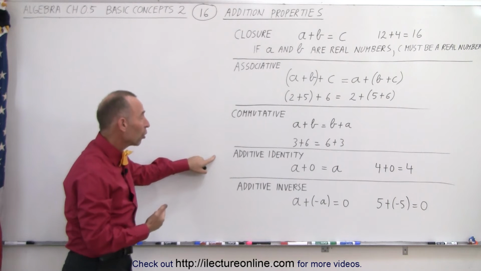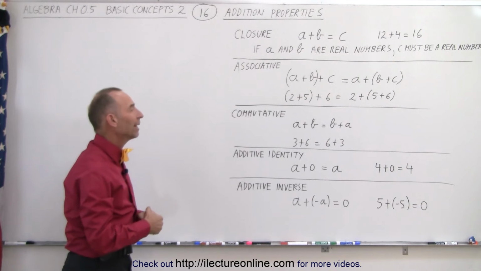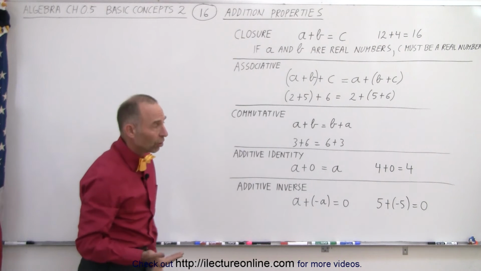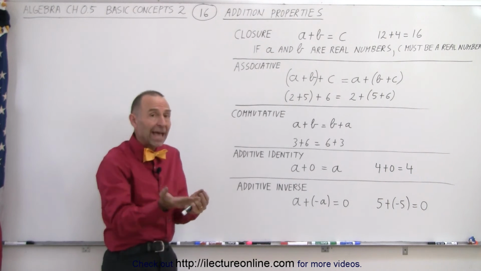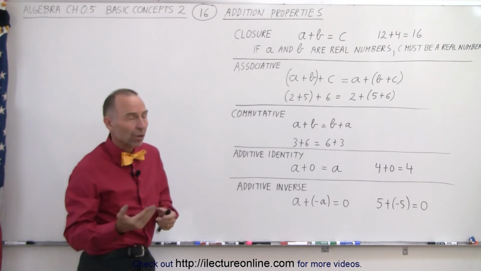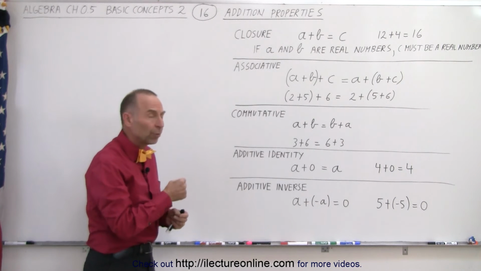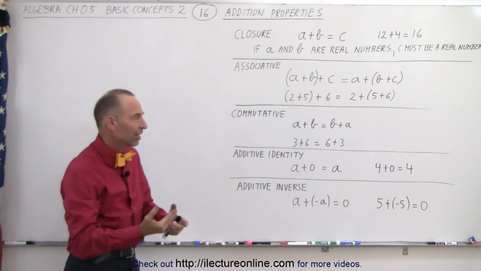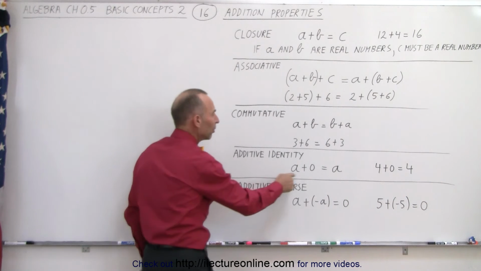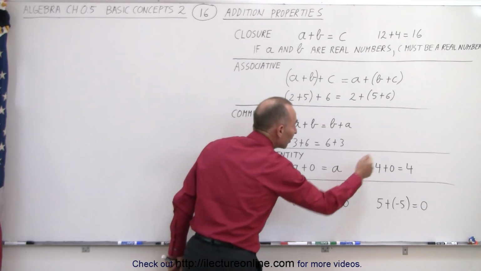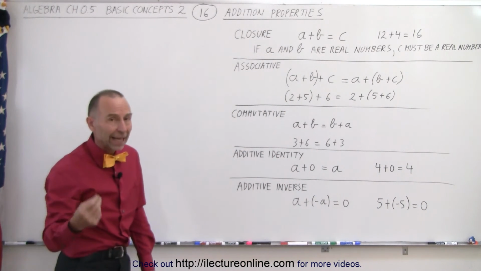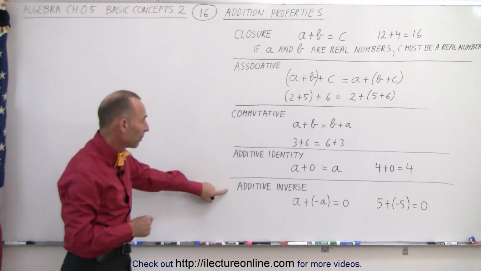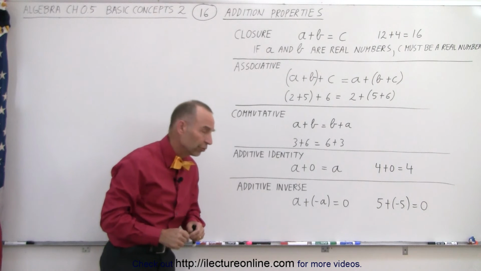The fourth property is called the additive identity. What number can we add to another number and end up with the same result? If I take the number 4, if I add 0 to 4, I still get the number 4. So 0 is what we call the additive identity. If we add 0, we don't change anything. Everything is the same as before. So A plus 0 equals A, or 4 plus 0 equals 4. That's what we mean by the additive identity. It's the number 0.